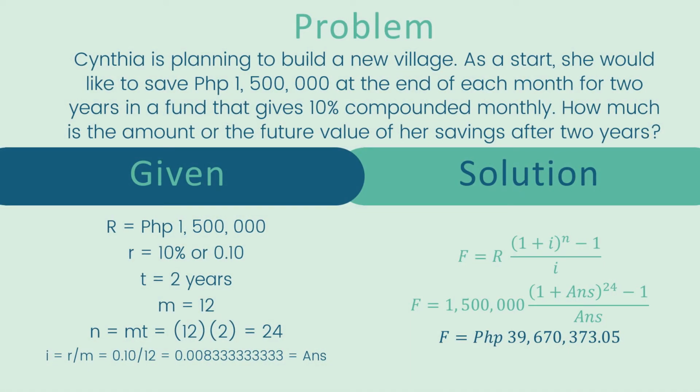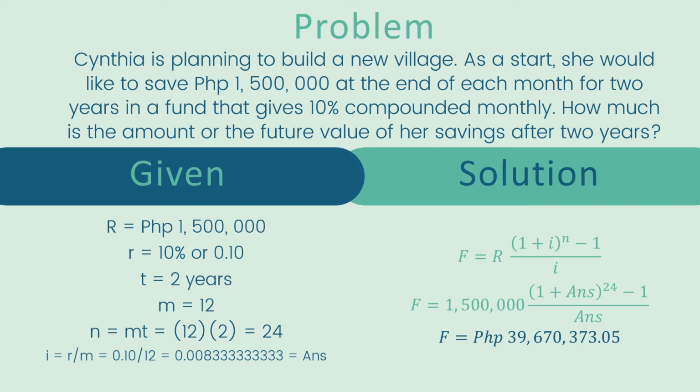So this is our sample problem about simple annuity. Cynthia is planning to build a new village. As a start, she would like to save 1.5 million pesos at the end of each month for 2 years in a fund that gives 10% compounded monthly. How much is the amount or the future value of her savings after 2 years?